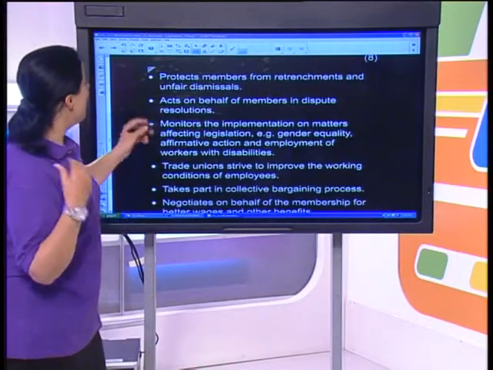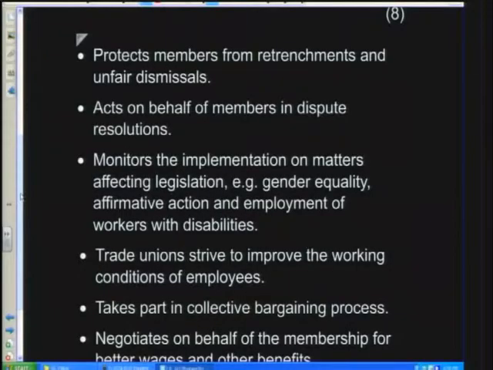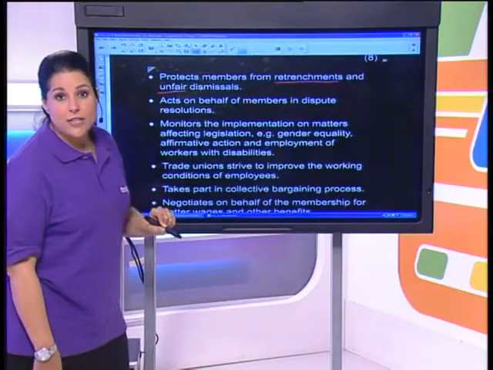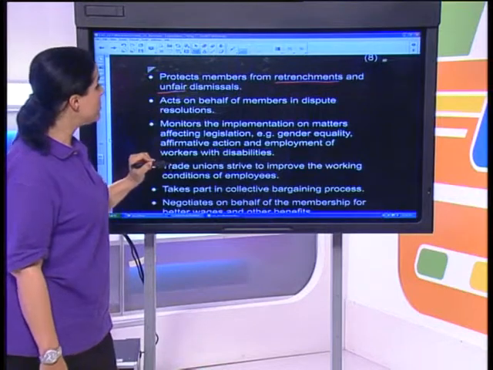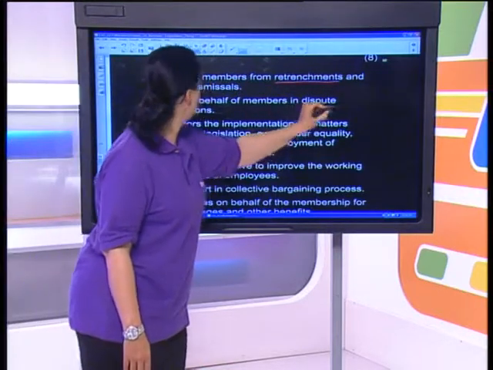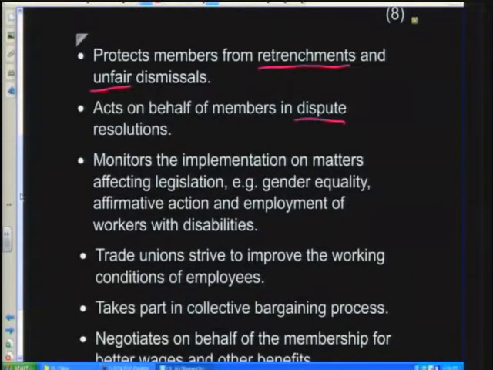So any 4, it protects the members from retrenchment, that's when they let you go, and unfair dismissals, if they fire you for the incorrect reason. Trade unions are there to protect you. They act on behalf of members in dispute resolutions. Dispute meaning when there's a fight, you arguing. Monitors the implementation on matters affecting legislation. Example, gender equality, affirmative action. They deal with all of those, and they will monitor if this is being implemented in the company.